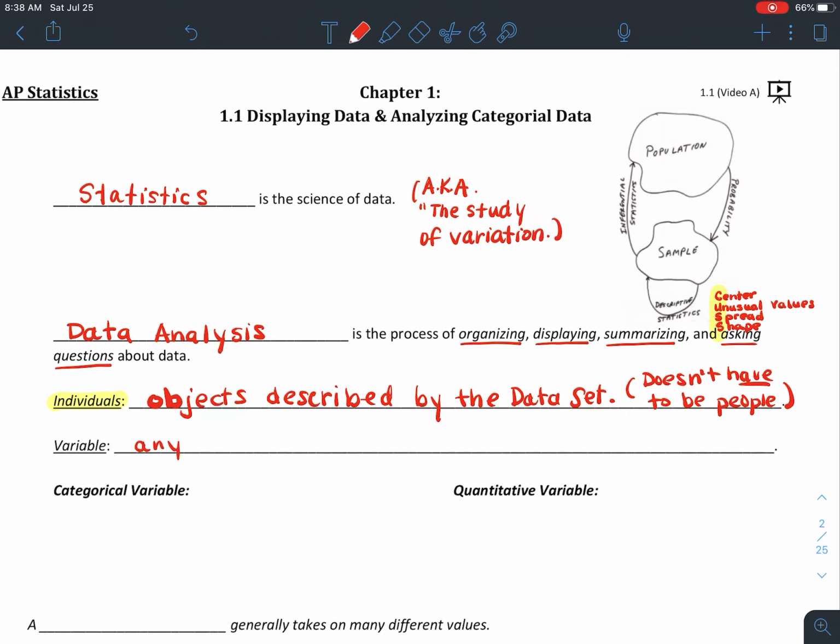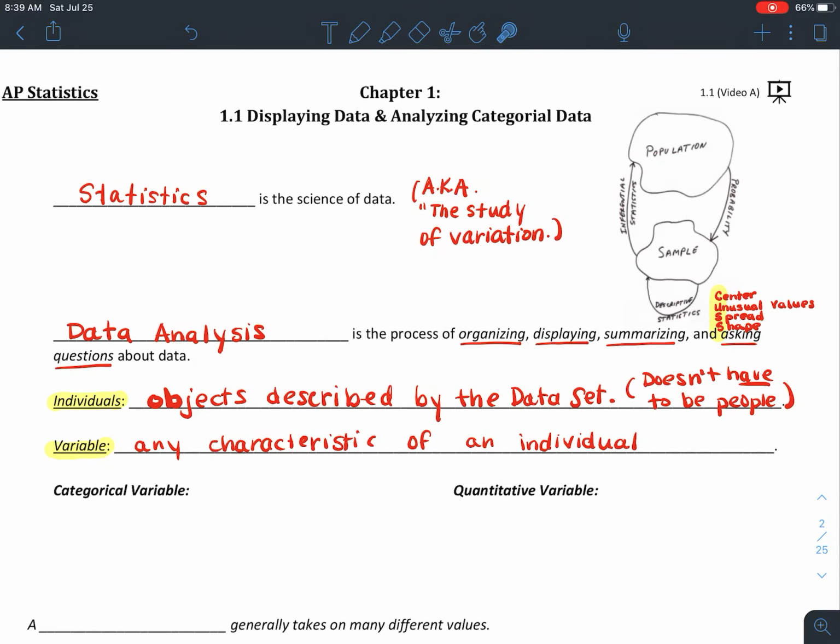And then a variable is any characteristic of an individual. Okay, so I might choose to randomly sample 50 students from Dover High School. I might ask each of them, what was your GPA last year? The individuals would be the 50 students that I selected from Dover High School, and the variable would be the GPA of each of those students, okay?